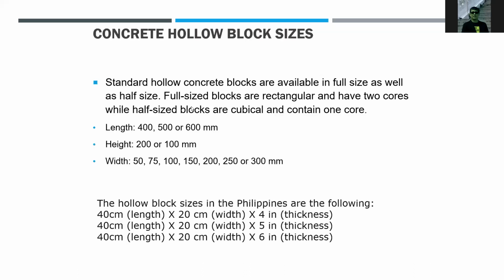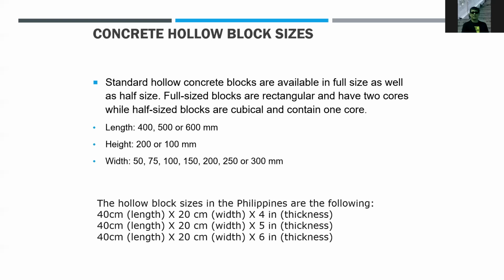Concrete hollow block standard sizes are available in full size as well as half size. Full size blocks are rectangular and have two cores, whilst half size blocks are cubical and only contain one core. The length of a hollow block is 400, 500, or 600 millimeters, the height varies from 200 or 100 millimeters, and the width varies from 50, 75, 100, 150, 200, 250, or 300 millimeters.